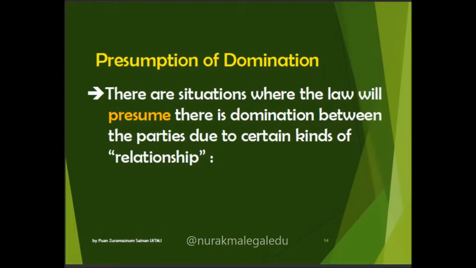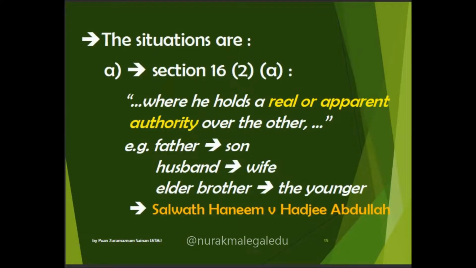There are some situations where the law will presume there is domination between the parties due to certain kinds of relationship. The situations are A. Okay, we can look in section 16, subsection 2, subsection A. You can refer to your textbook. A person is deemed to be in a position to dominate the will of another where he holds a real or apparent authority over the other, or where he stands in a fiduciary relation to the other.